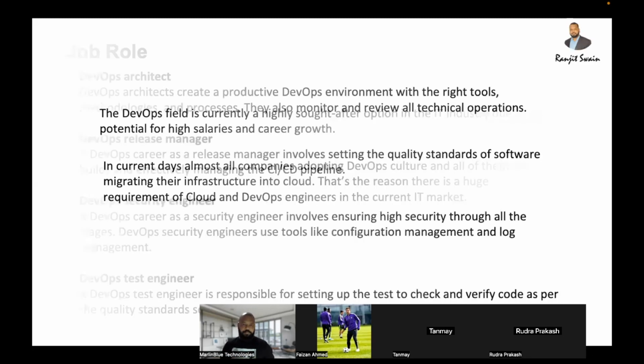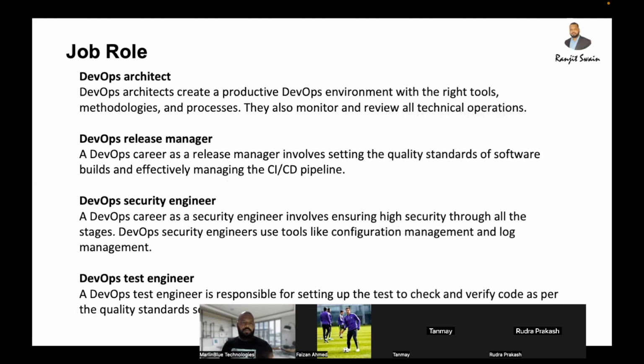Okay. So the job role, I am currently working as a DevOps architect. There will be different roles. You can work as a DevOps architect, DevOps release manager, DevOps security engineer, DevOps test engineer. So based on that, you choose what you want to be.